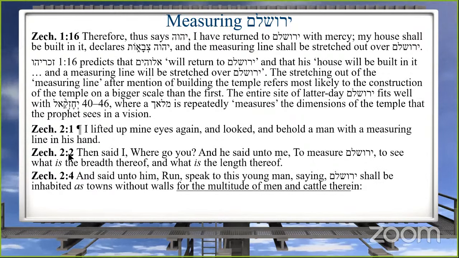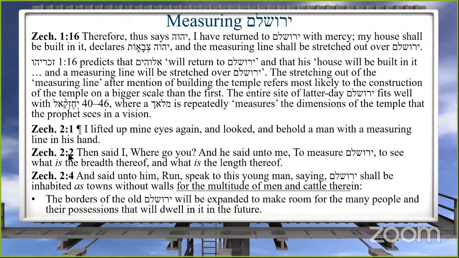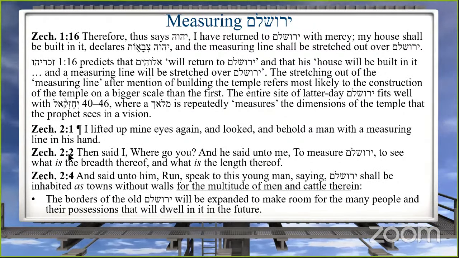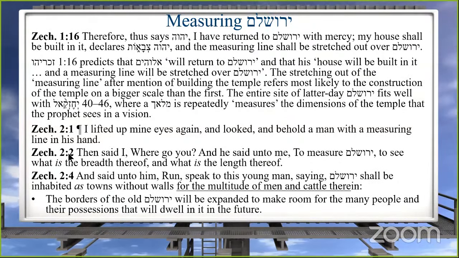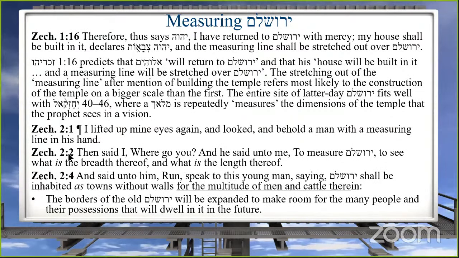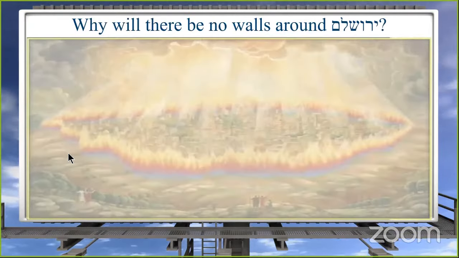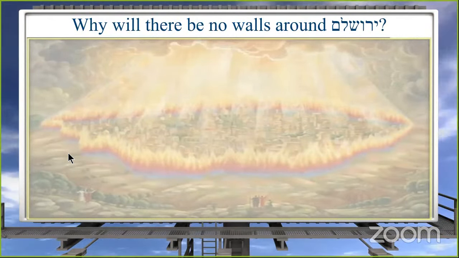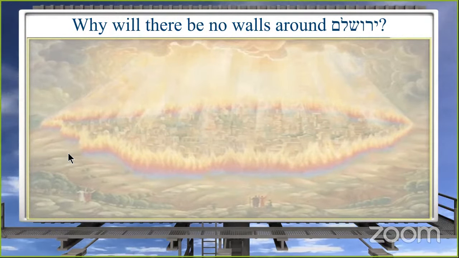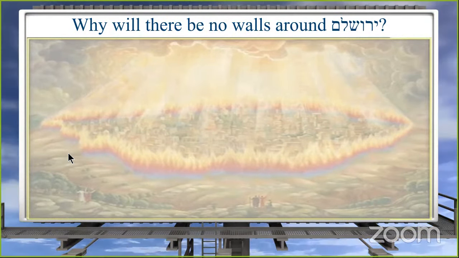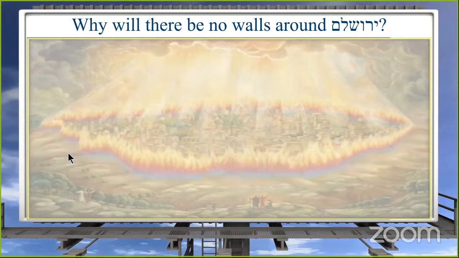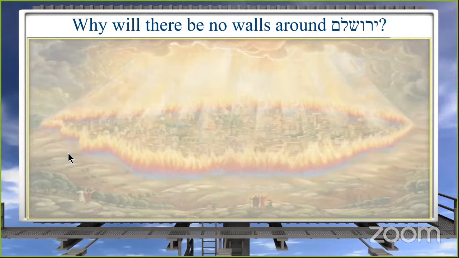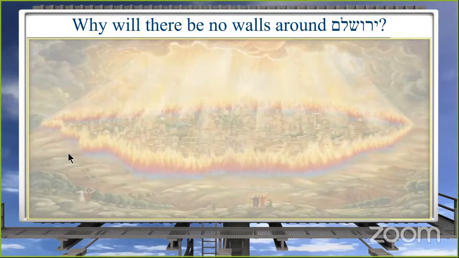All right. So now brings me to the borders thereof of the old Jerusalem. I started to put the dimensions up there, but I think it'll be way too much. It will be expanded to make room for the many people and their possessions that will dwell in it in the future. So why will there be no walls around Jerusalem? His presence. He says presence. Isn't that because no evil thing will be allowed to enter? There won't be any need for walls. Okay. All right. Anyone else?